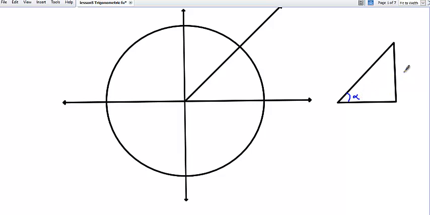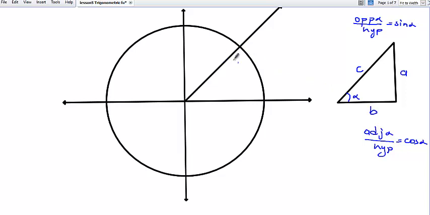Then there were three sides A, B, and C. We said that the opposite of alpha over the hypotenuse is equal to sine alpha, and the adjacent of alpha over the hypotenuse is equal to cosine alpha, if you remember. This is the relation between the sides and the trigonometry.